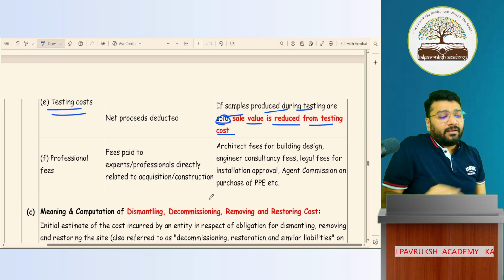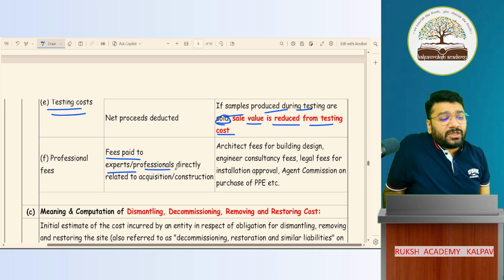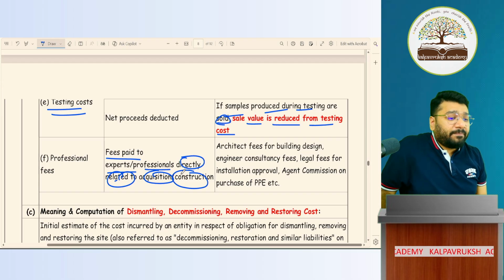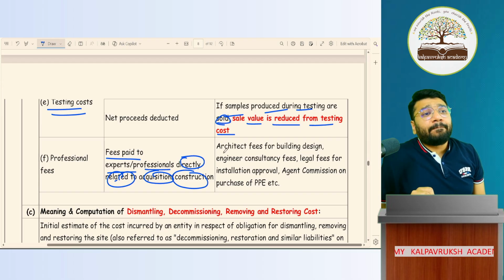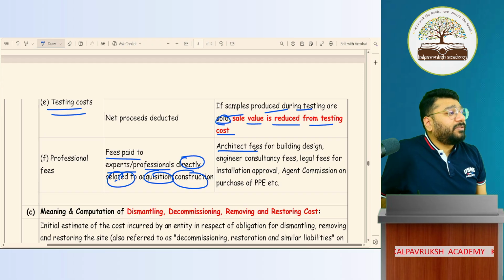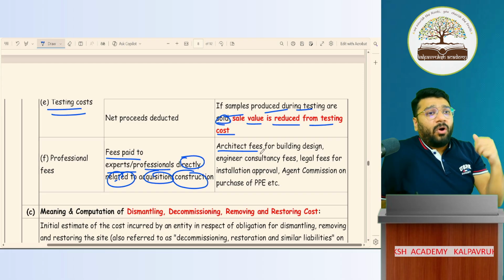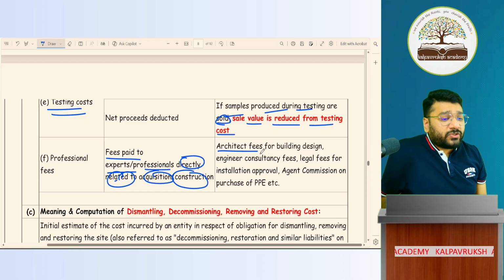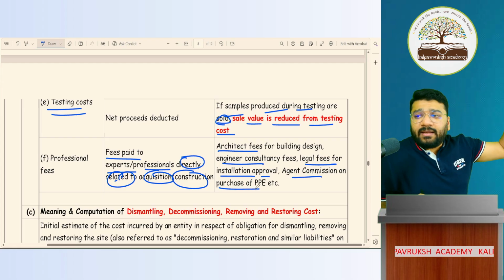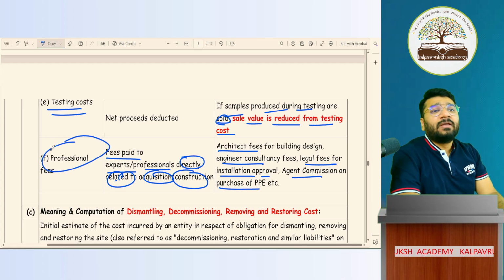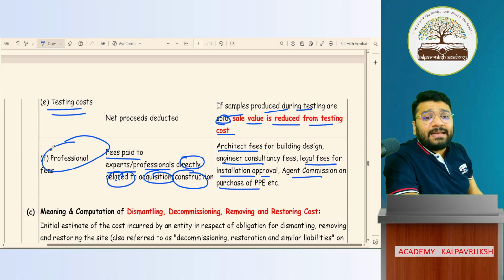Next is professional fee. Professional fee paid to experts, professionals directly related to acquisition or installation or construction of the PPE. Such as when I'm constructing a building, I will involve an architect to do all the architectural work, an interior designer to do the interior work. All these are directly attributable to the cost of PPE. Engineering consultancy fees, legal fee for installation, approval, agent commission on purchase of PPE, etc. All these are professional fees. All these come under directly attributable cost. Okay, not okay.